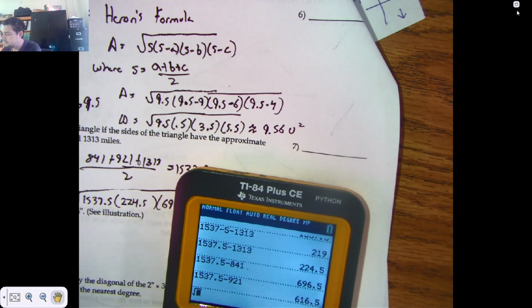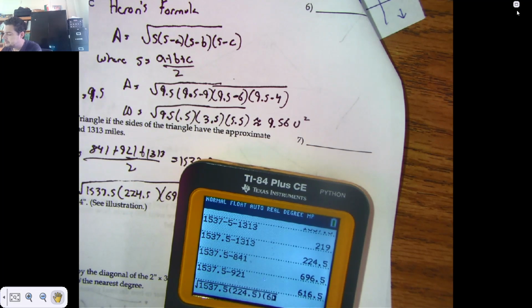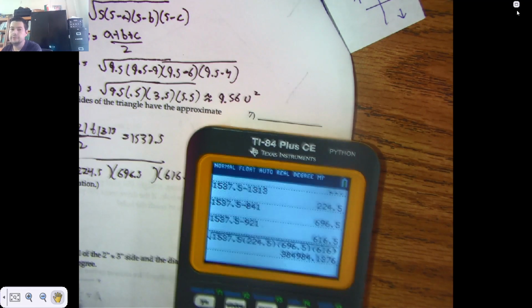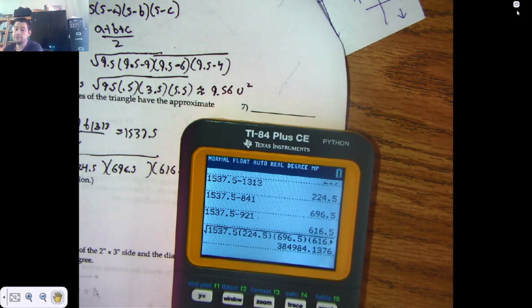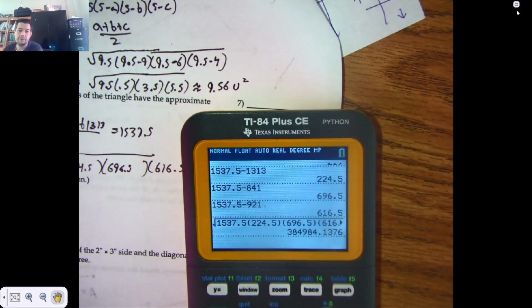Square root of 1537.5, 224.5, 696.5, 616.5. There you go. That's square miles too, by the way. It's pretty large. I would assume they want the nearest square mile.